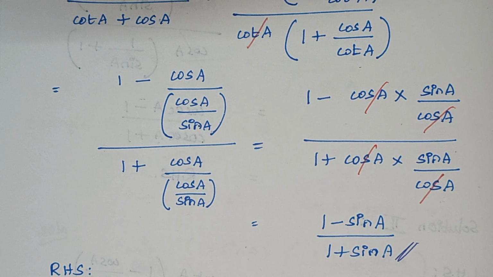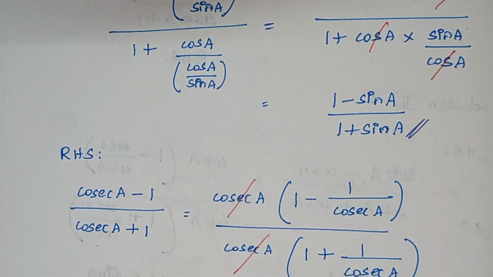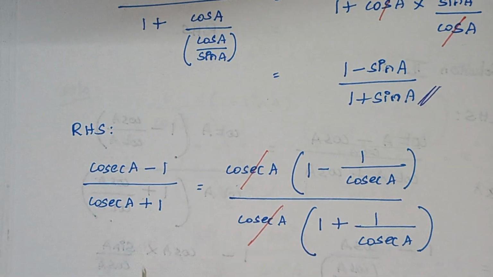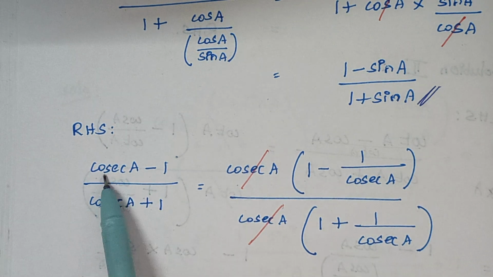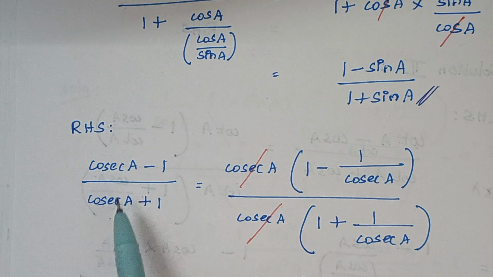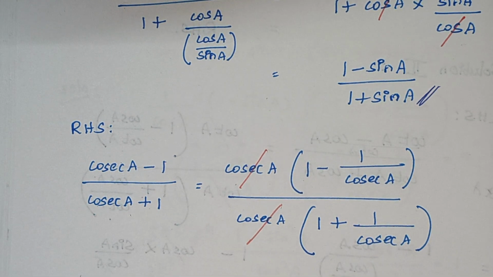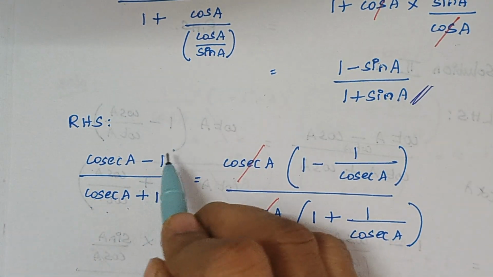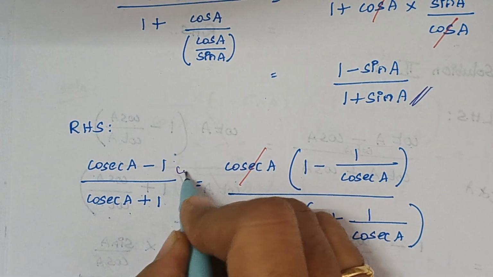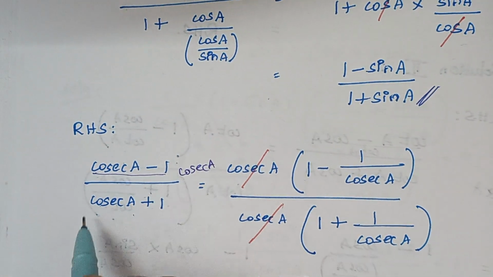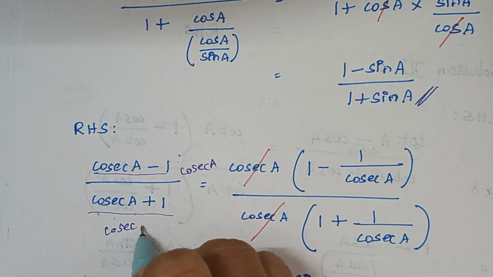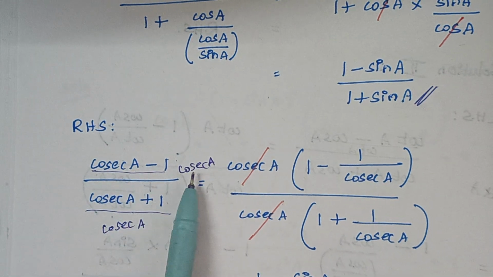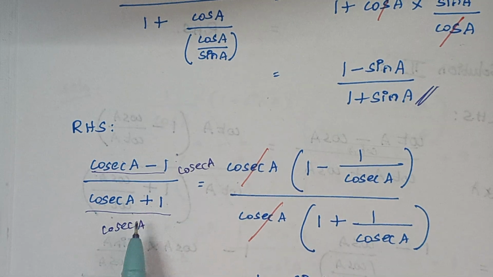Right. Now I am going to the right hand side. Here the right hand side term is cosecant A minus 1 divided by cosecant A plus 1. Right. Here I am taking this cosecant A commonly outside from both the numerator and denominator. Again I am repeating, if you have any doubt in taking the terms outside, you can just divide both numerator and denominator by cosecant A. Right. That will be better. If you don't know how to take this cosecant A outside, the best thing is to divide this entire expression by cosecant A, the numerator as well as the denominator.